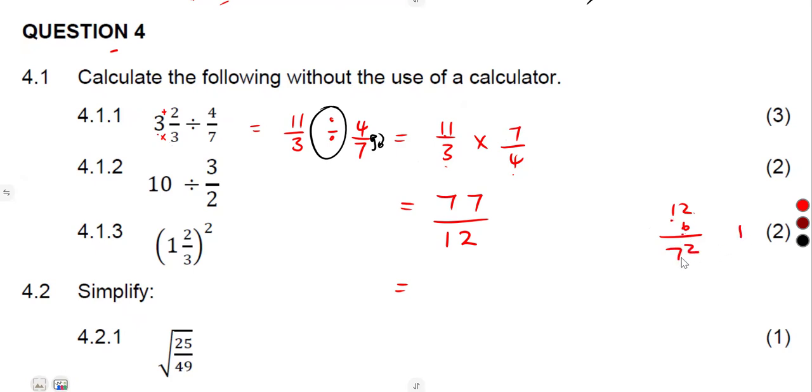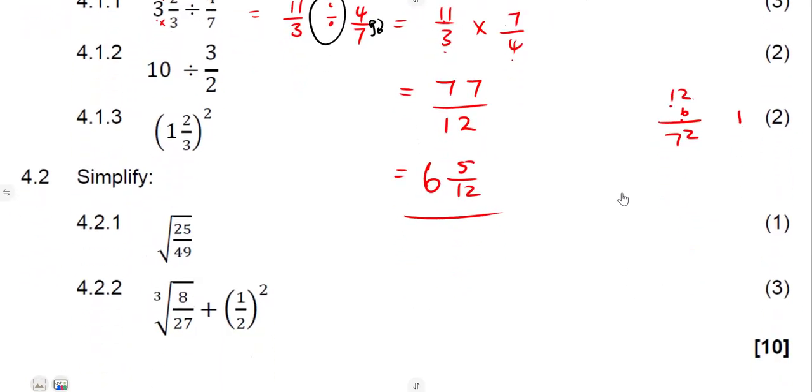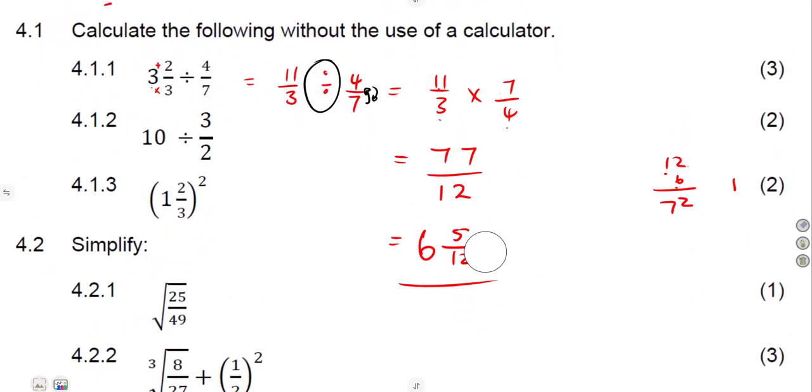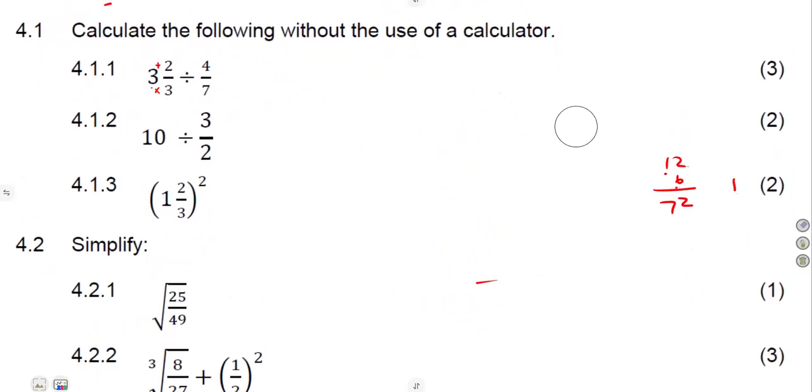6 times 12 is 72. So into 77, that's 6 times, and you're going to have a remainder. 77 minus 72, that's a remainder of 5. So it's going to be 5 over 12. All right. Then 4.12. Again, it is a division.